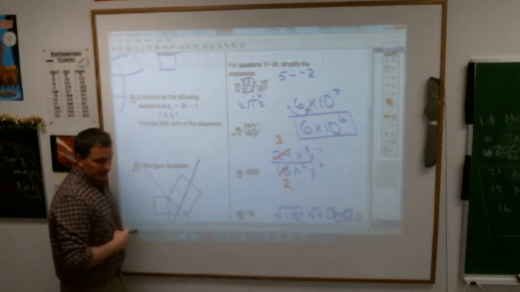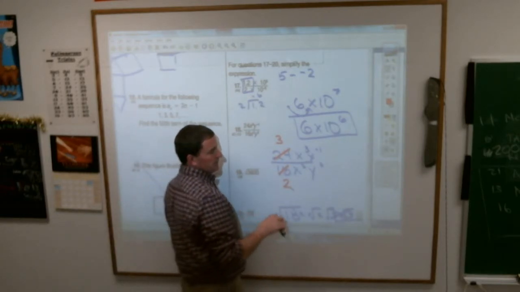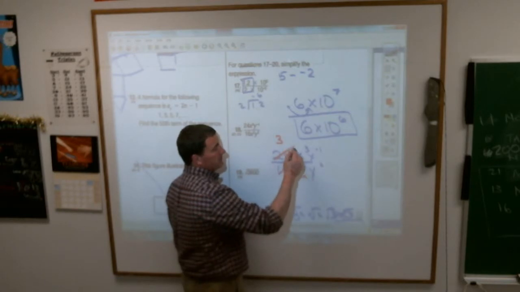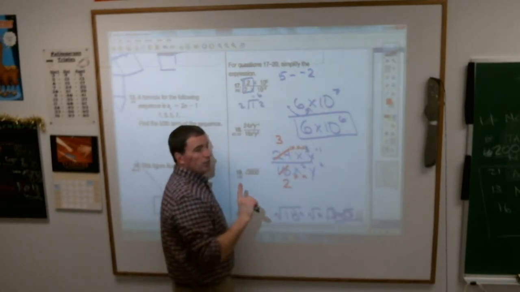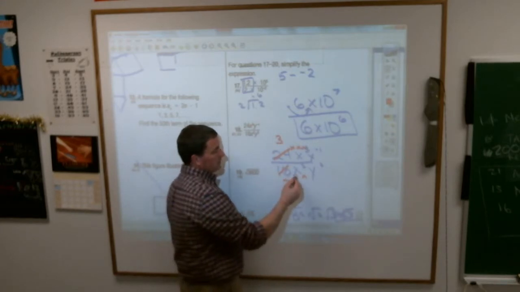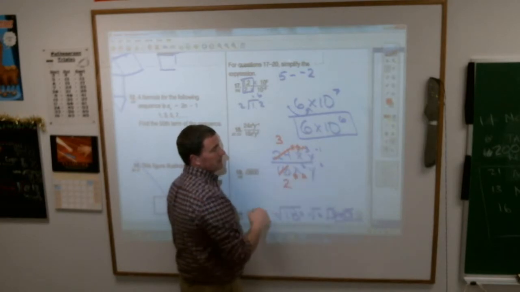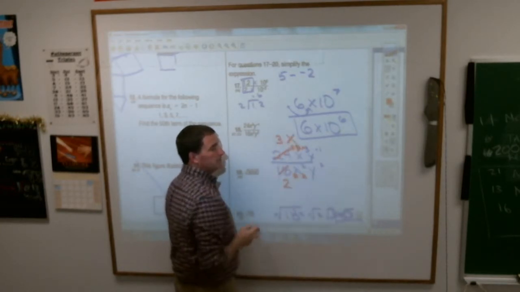Now, what about the letters, though? As long as they're positive, you don't have too many issues. If I have 2 x's on bottom and 3 x's on top, what's going to happen? They cross off 1 for 1. 1x crosses off with 1x on top. A second x on bottom crosses off with a second x on top. Still got an x left there that didn't cross off, so it has to stay.